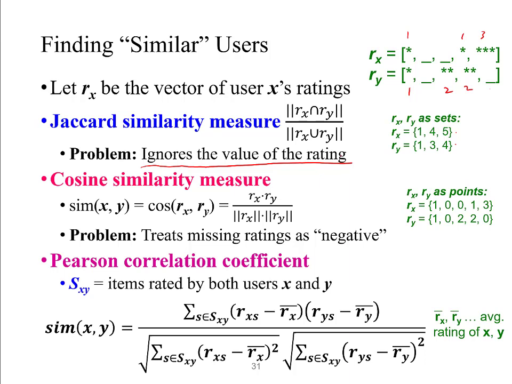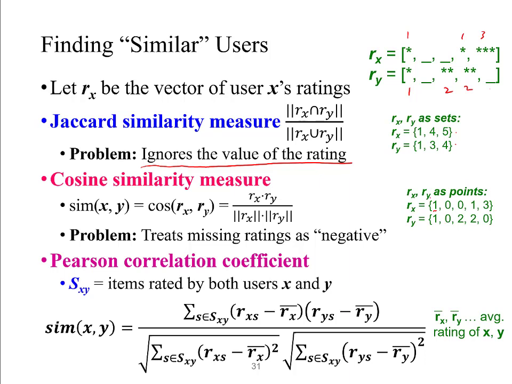Now for the cosine similarity measure, the similarity is the cosine value of the angle between Rx and Ry. In this case, we need to represent Rx and Ry as points or vectors. So in order to do that, we use the rating as it is, and we use 0 to represent the item that has not been rated. So Rx equals 1, 0, 0, 1, 3, as you can see here. Ry equals 1, 0, 2, 2, 0.